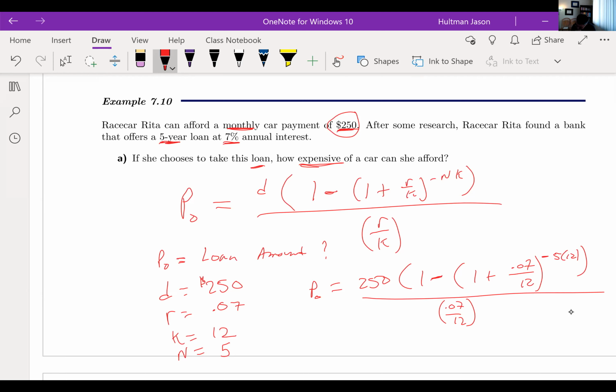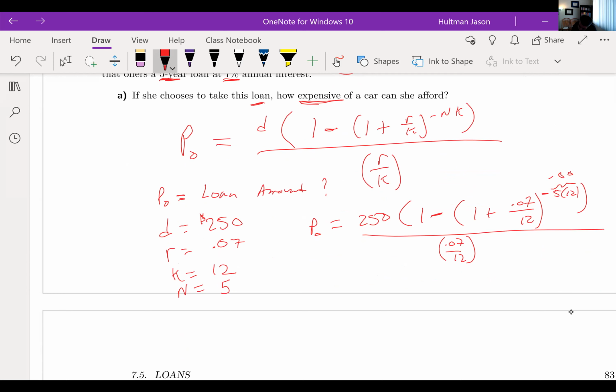Okay, I might rewrite the negative 5 times 12, which is negative 60. But other than that, I'm just going to keep everything the way it is. This is negative 60, right? I'm going to keep everything the way it is, and I'm just going to plug directly into the calculator.